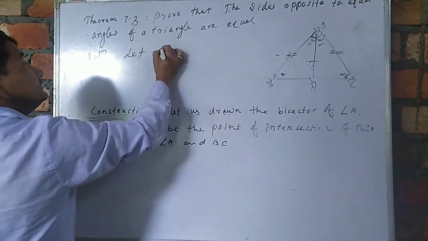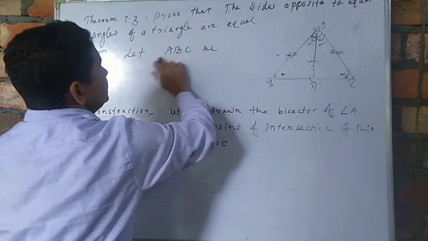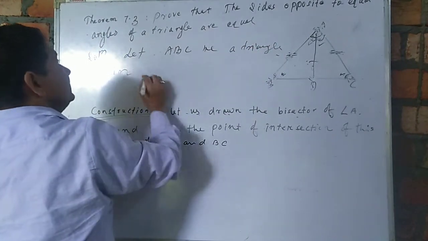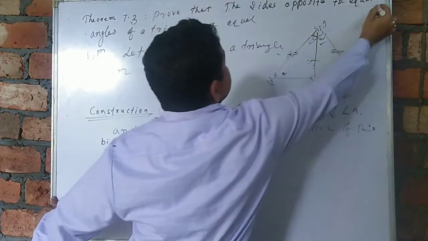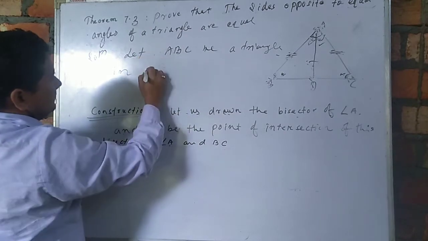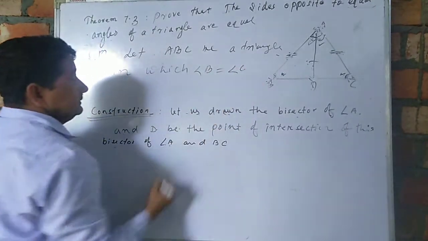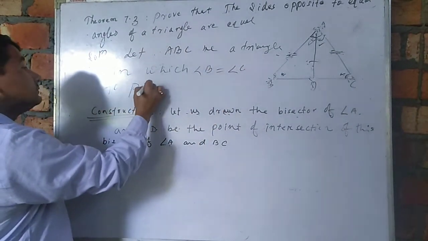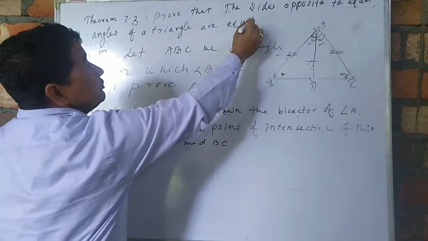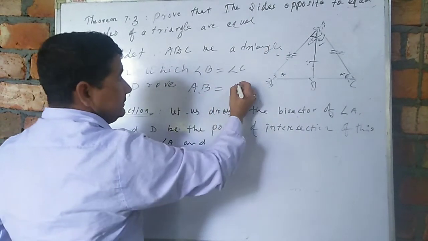Let triangle ABC be a triangle in which two equal angles are given. That means angle B is equal to angle C. To prove the two opposite sides are equal: AB is equal to AC.